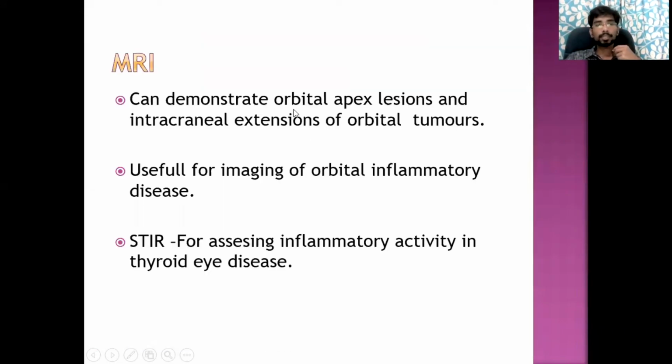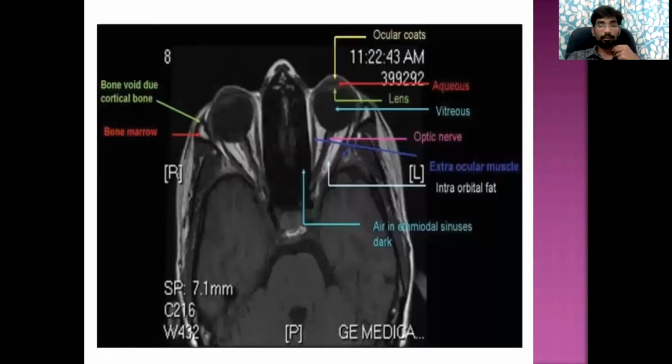MRI can demonstrate orbital apex lesions and intracranial extensions of orbital tumors. It is useful for imaging of orbital inflammatory disease. STIR is used for inflammation activity in thyroid eye disease.